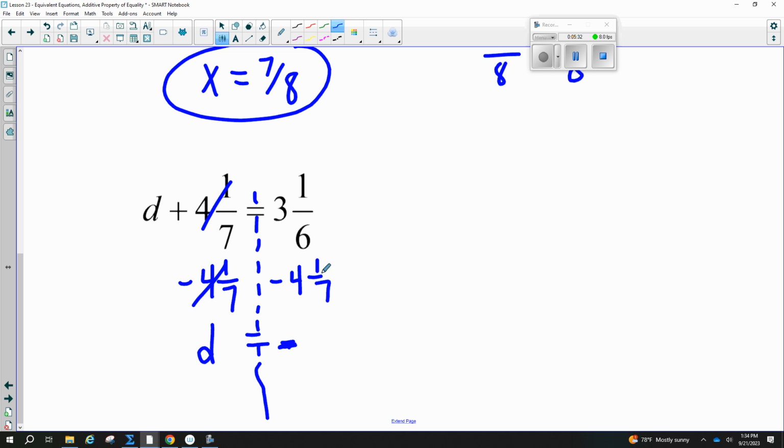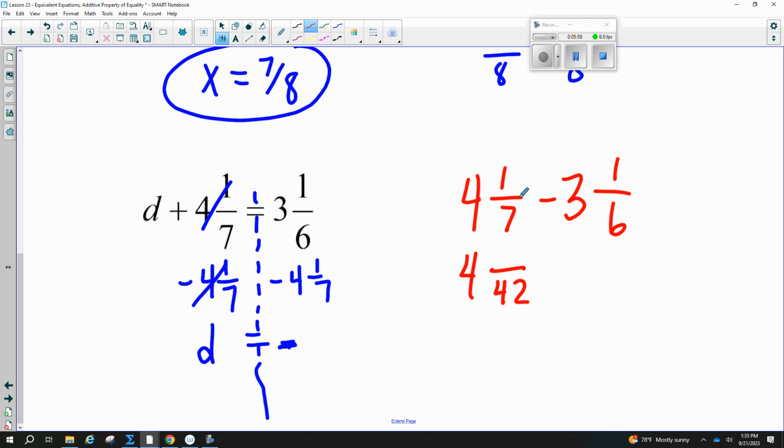Does it matter the order I subtract? No. So I would actually do the 4 and 1/7 minus the 3 and 1/6, even though I know my answer is negative, because it's just easier to subtract this way. Now I need common denominators. What do both 7 and 6 go into? 42. So I'm going to multiply this by 6 over 6. And 6 goes into 42, so I'm going to multiply this by 7 over 7.